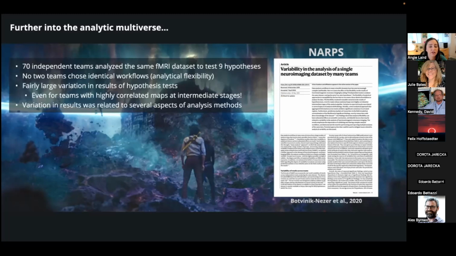On average, across the 9 hypotheses, 20% of teams reported a result that differed from the majority of the teams. And this variation was observed even for teams whose statistical maps were highly correlated at intermediate stages of the pipeline. Overall, analytic choices have a major effect on reported results. Across teams, variation in results was related to several aspects of the analysis methodology, which I'll review in the next slide.